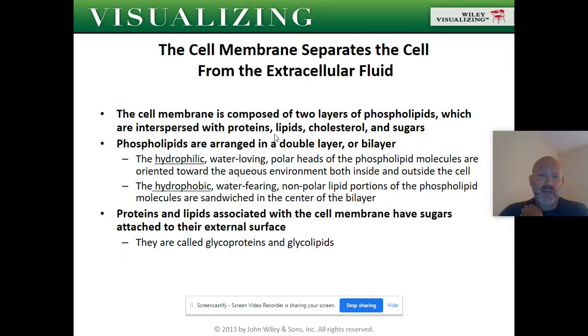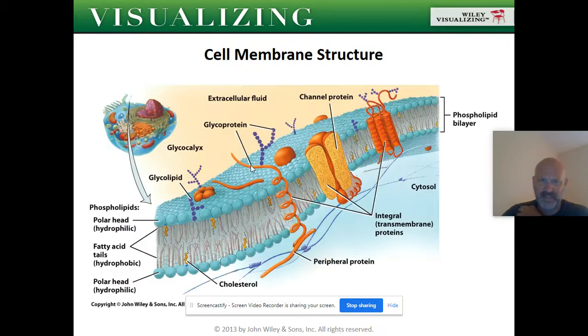The cell membrane is made up of phospholipids. We saw that last year. Embedded in the phospholipids, there are these other structures, sometimes cholesterol-based structures, and proteins. But the phospholipids are a double layer, right? And the proteins and lipids associated with the cell membrane have these sugars that are attached to their surfaces. We call those glycoproteins or glycolipids. And a lot of times the glycoproteins and glycolipids that we see here are involved in cell-to-cell communication, right?